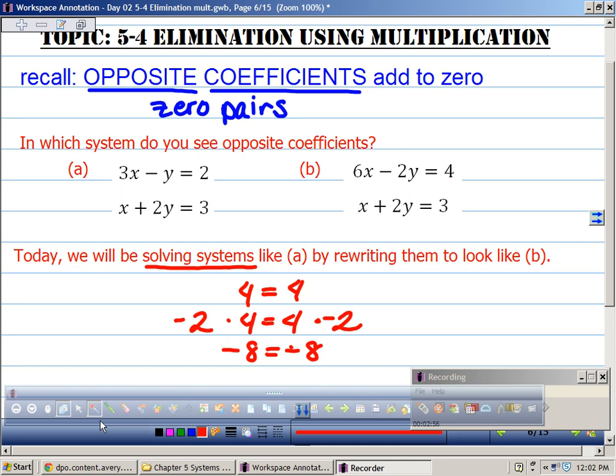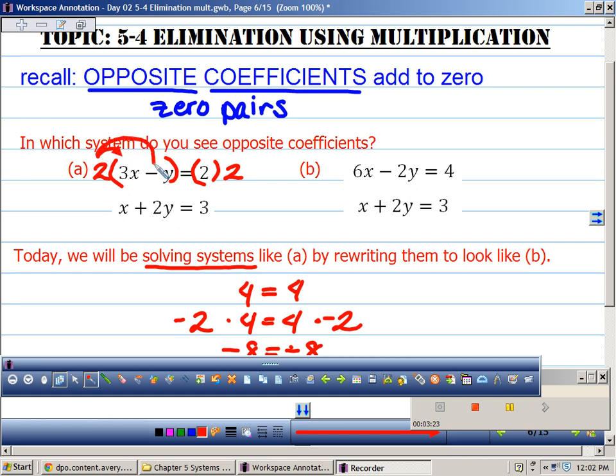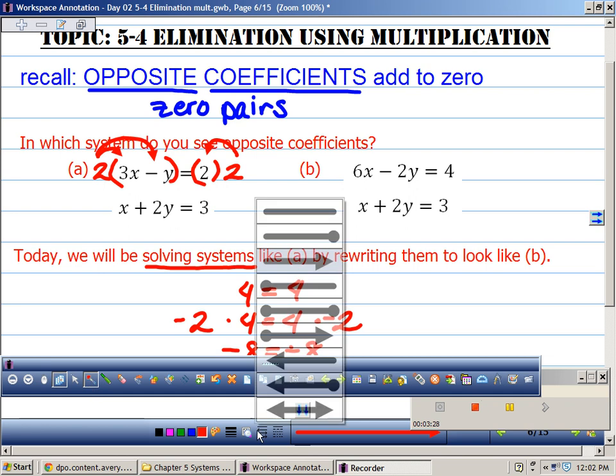Negative 2y. What do you mean? X plus 2y equals 3. X plus 2y equals 3. Are those the same? Are they equivalent? Yeah, they are. What about 3x minus y equals 2? 6x minus 2y equals 4. Okay, good, Michael. If I multiply both sides of this equation by 2 and distribute, then I would get the equivalent equation.